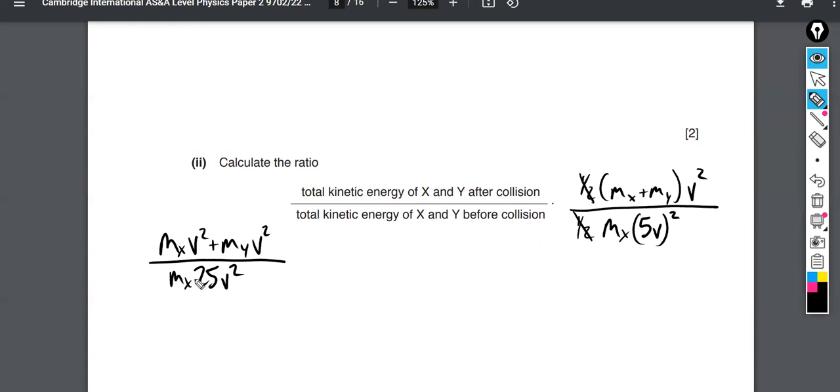Down here, it looks like we have a common denominator. Another thing I could do is cancel out the v squareds there, so that's going to just cancel out. But I could separate this back out. So it's like mx over 25 mx, and then I could keep the v squareds and cancel it there.